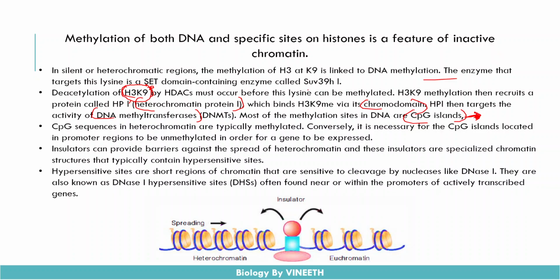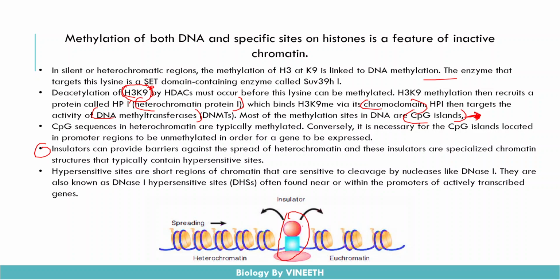Okay, I told you about the insulators. Insulators stop the spreading of heterochromatin into the euchromatin. These are specific DNA sequences or elements inside the DNA, and they act as barriers for the spread of heterochromatin into the euchromatin. They are present in the middle between the heterochromatin and euchromatin, and they stop the spreading.